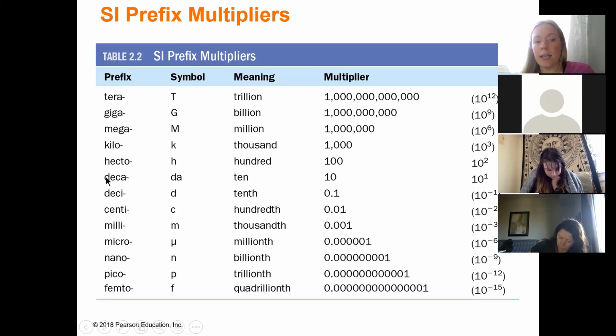So these get bigger. Deca is 10 times bigger. Hecto is 100 times bigger. Kilo is 1,000 times bigger. Mega is 1,000,000 times bigger. Remember when you used to have an iPod and it had megabytes on it? Now we've got terabytes on things. So a terabyte is 1,000,000,000,000 times bigger.